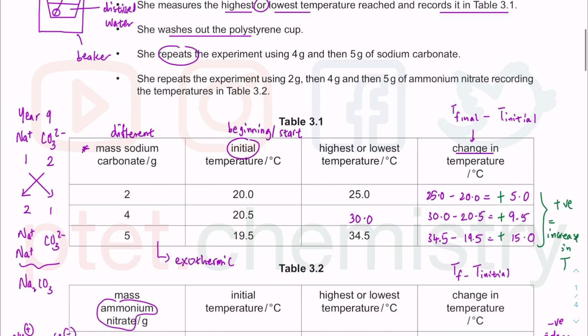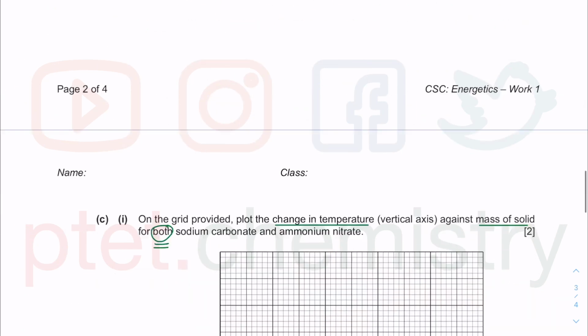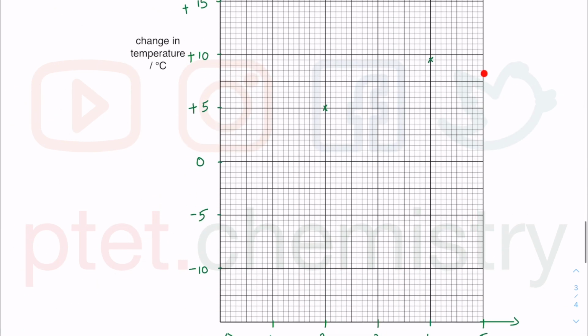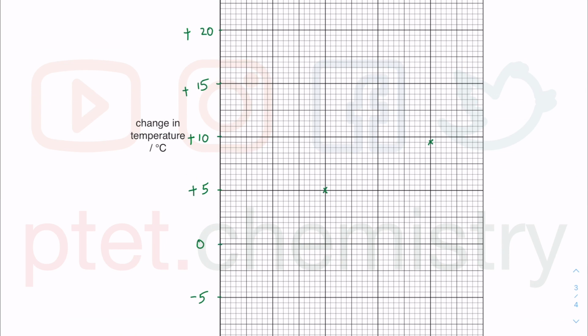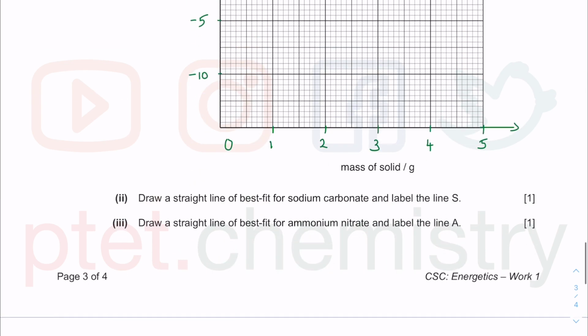Last but not least, you have 5 gram for 15.0, which is there. Okay, so that's it really for the points. Now draw a straight line. You just got to draw one line. You got to be best fit.